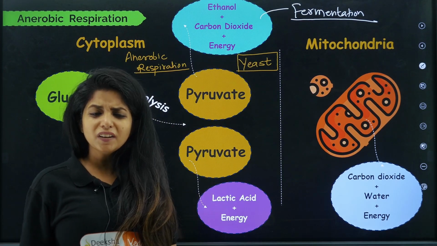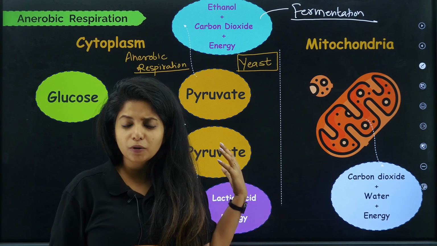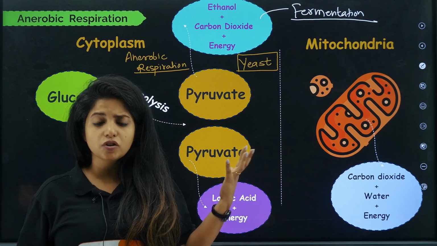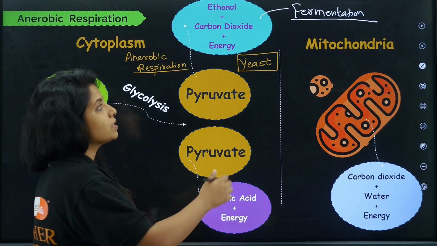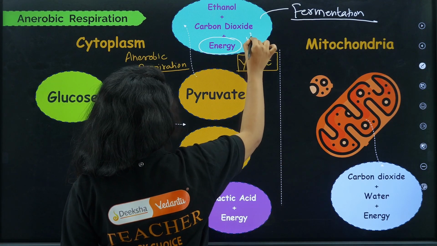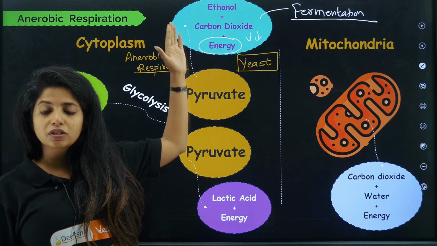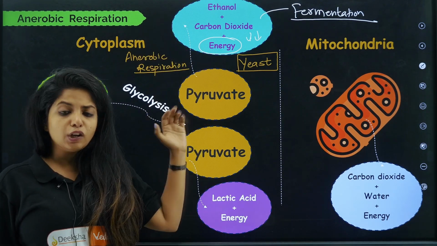So ma'am, why are we not just utilizing this process? In our body also this can happen, no? What's the big deal? Anyway, energy is going to be released. But the problem is the energy that is being formed over here, children, is very, very less, as I said. And this is in the case of yeast. In the case of yeast, you have ethanol, you have carbon dioxide, and you have energy.